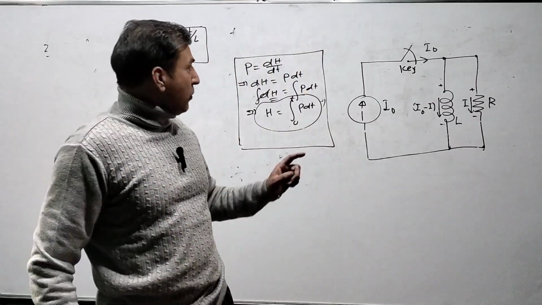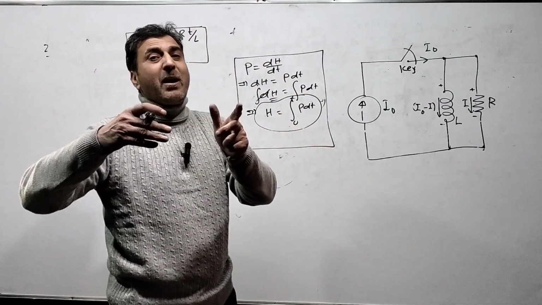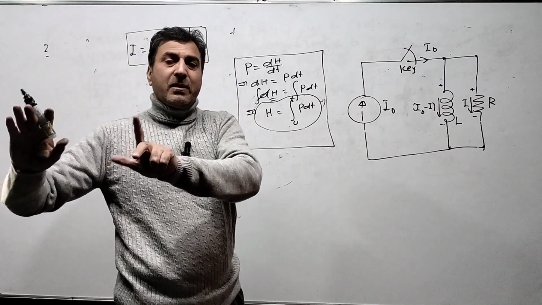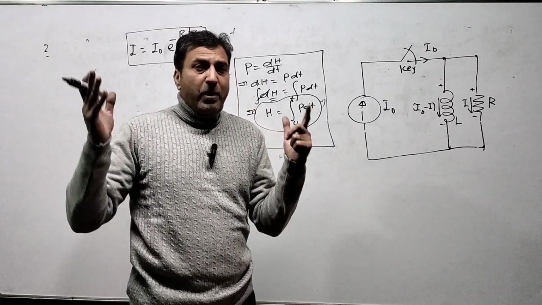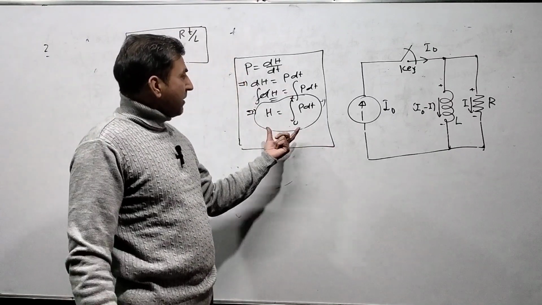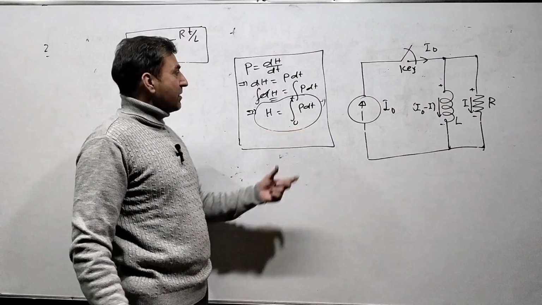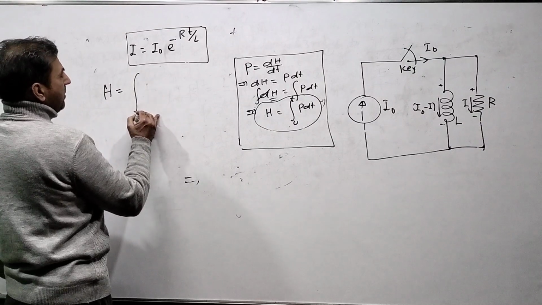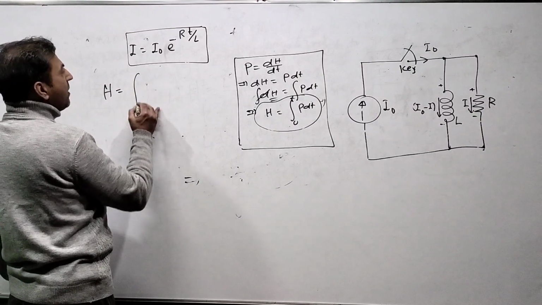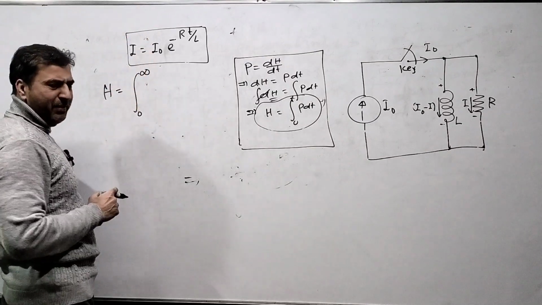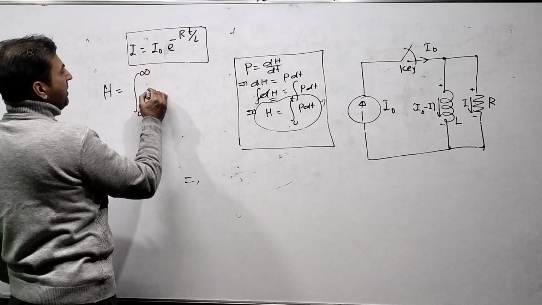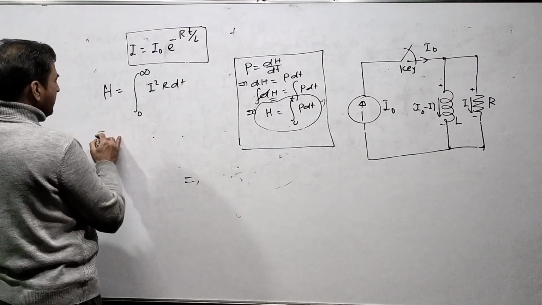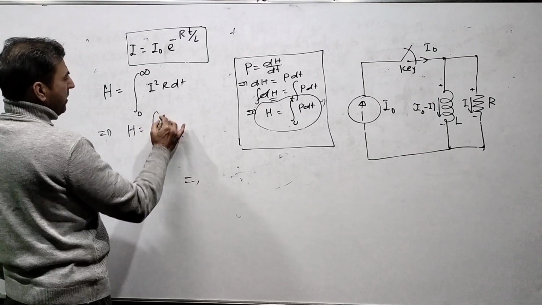When power is not constant, you can't use a simple equation, heat produced is power into time. That was a simple equation that we use generally when power is constant. But when power is not constant, you can't use that simple equation. You have to use the equation from calculus. So heat generated is the integration, initial time 0, final time after a long time, infinite time, of P, that is I square R, into dt. So H equal to integral from 0 to infinity.